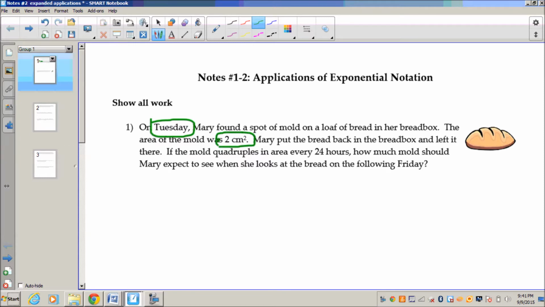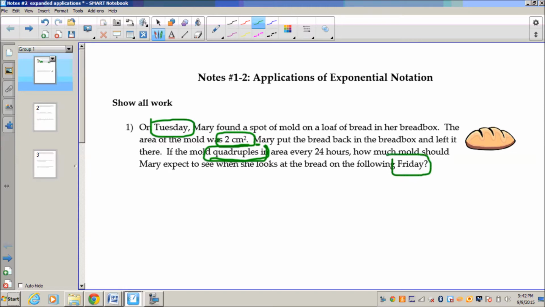If the mold quadruples in area every 24 hours. So the mold quadruples in area. So I'm thinking to myself, quadruples. Well, I see the word quad in it. That means 4. So it gets 4 times bigger every day. How much mold would Mary expect to see when she looks in the bread box on the following Friday?